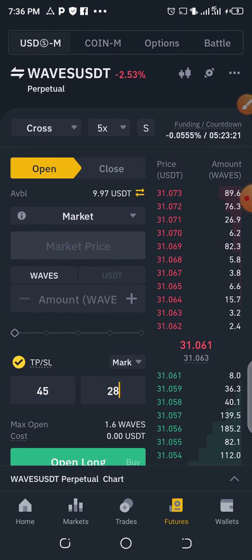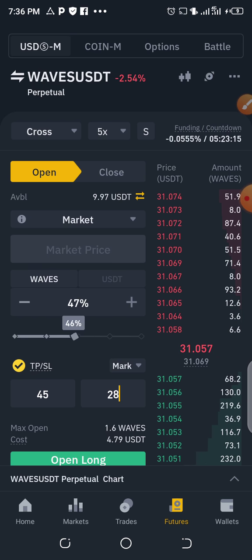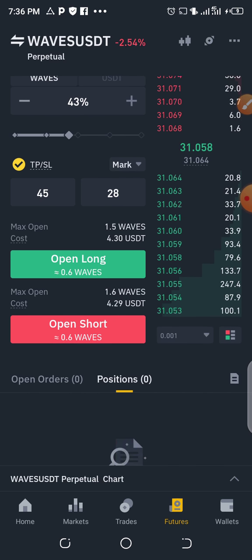So I told you that in future we buy and we make profits when the market is going up. We sell and we also make profits. The terminologies we use: whenever you see long, it is buy, and when you see short, it is sell. So open long means buy, open short means sell. You can either sell and make profit if the market is going down, or buy and make profit when the market is going up.